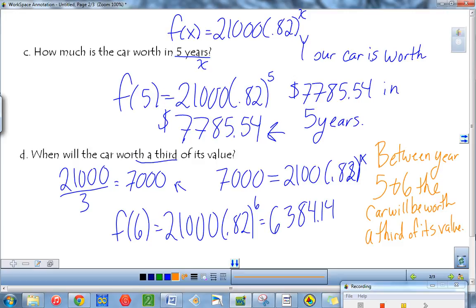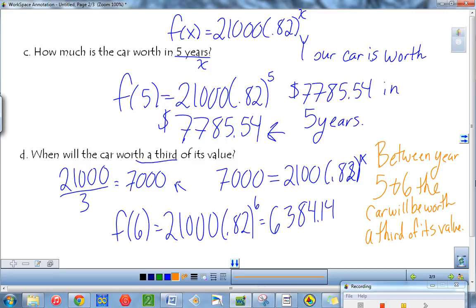Does anybody know if it gets an apostrophe or not? That's for it is, right? Yes. The third of its value it is. Between year 5 and 6, the car will be worth a third of its value.